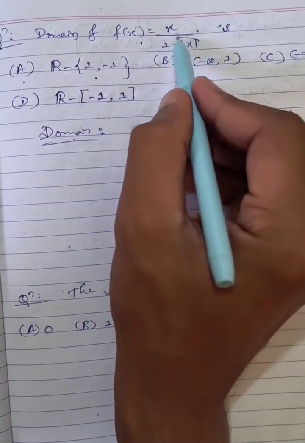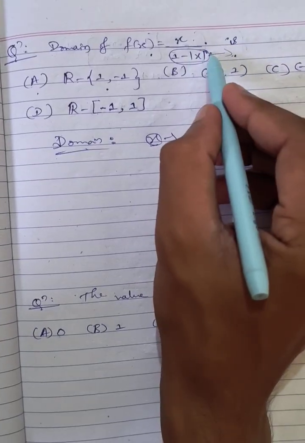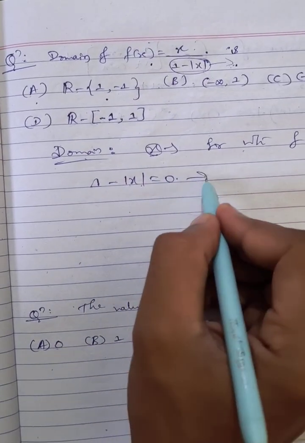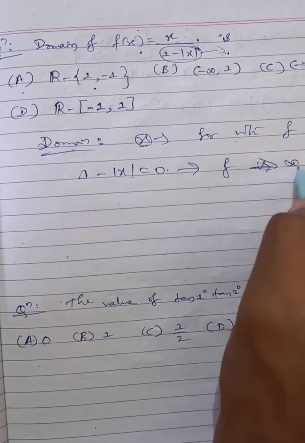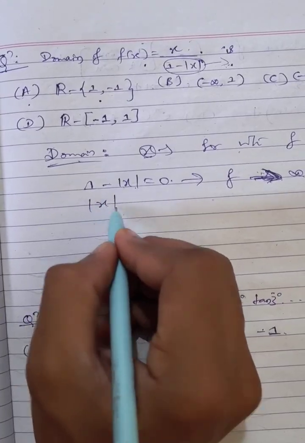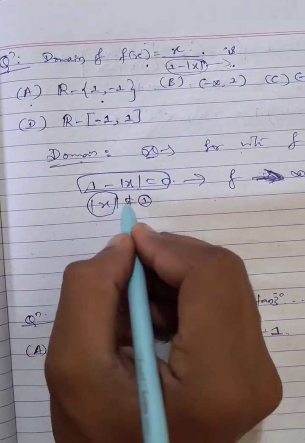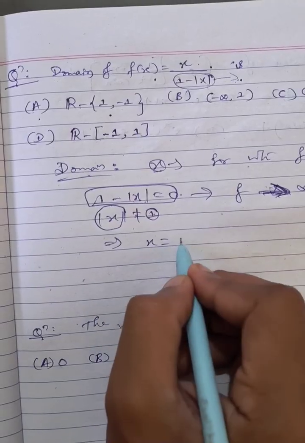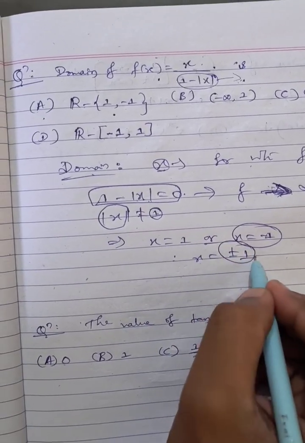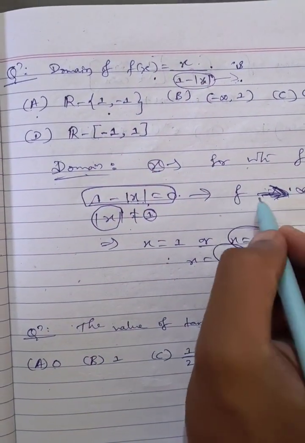Since we have a denominator here, the function becomes undefined when the denominator becomes 0. So 1 minus mod x becomes 0. When 1 minus mod x becomes 0, f tends to infinity. Is it clear, student? Therefore mod x should not be 1 here. When mod x is equal to 1, x is equal to 1 or x is equal to minus 1, that is x is equal to plus or minus 1. So the denominator 1 minus mod x becomes 0, f becomes undefined, that is f tends to infinity.